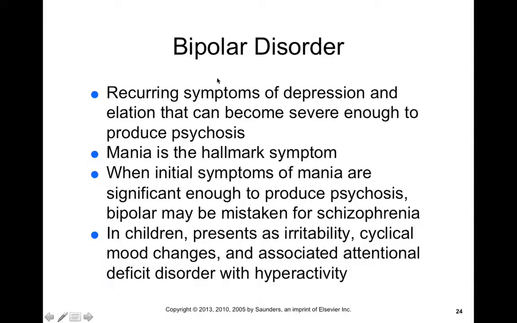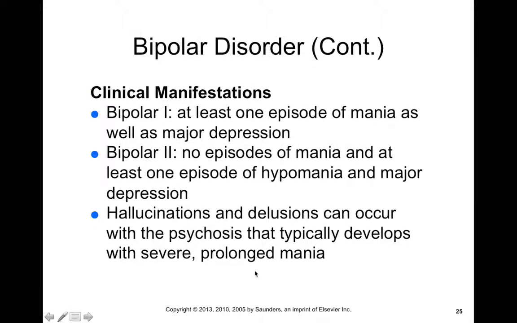In fact, bipolar and schizophrenia seem to share a lot of the same etiologies because they have a tendency to co-occur. So if you have a family history of schizophrenia, bipolar is more likely to occur, and vice versa. So in children, it can present as irritability or cyclical mood changes, and it can often be associated with attention deficit hyperactivity disorder because ADHD is also correlated with other psychological disorders.